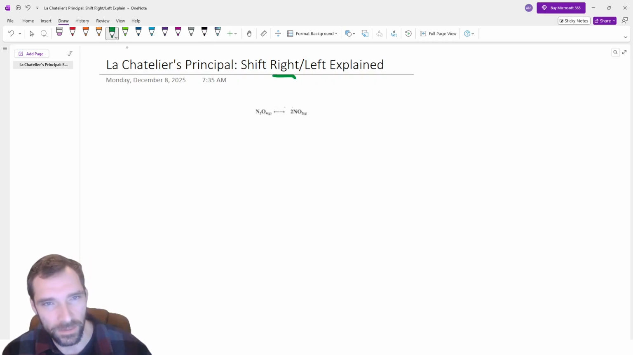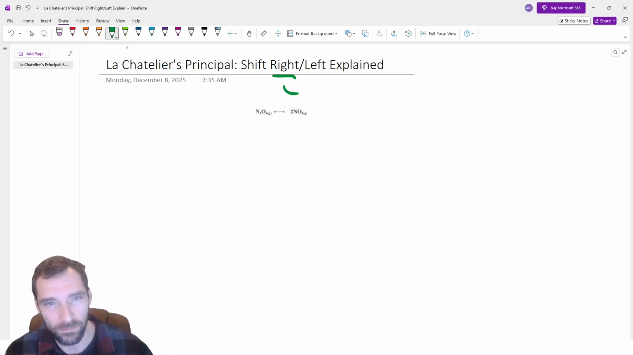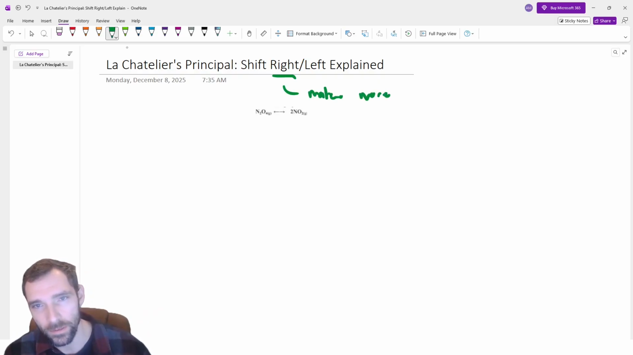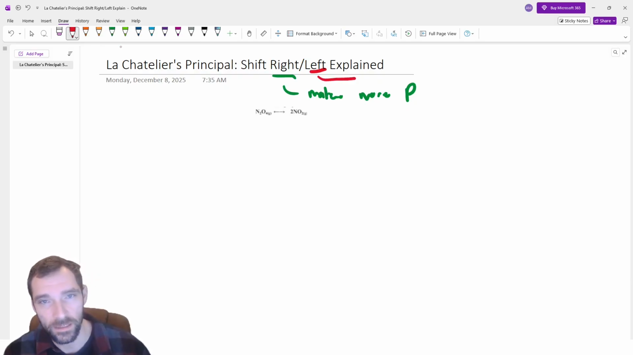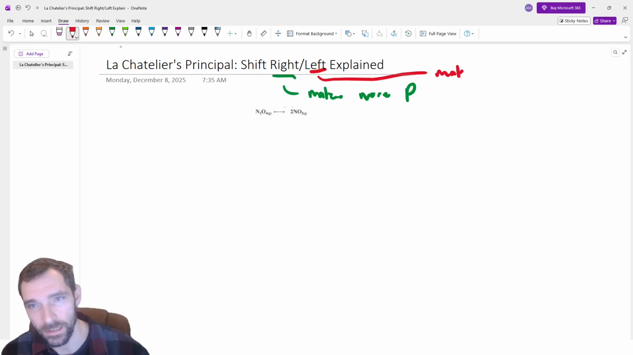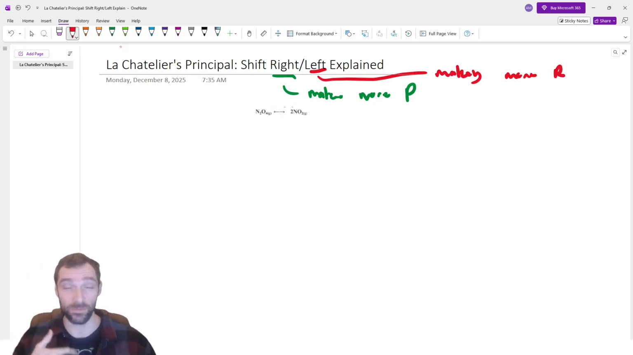just defining what it means for something to be going to the right. When something is shifting right, that means that you're making more products. So you need to make more products when it shifts to the right. When it shifts to the left, that means that you're making more reactants. But these things are responses.